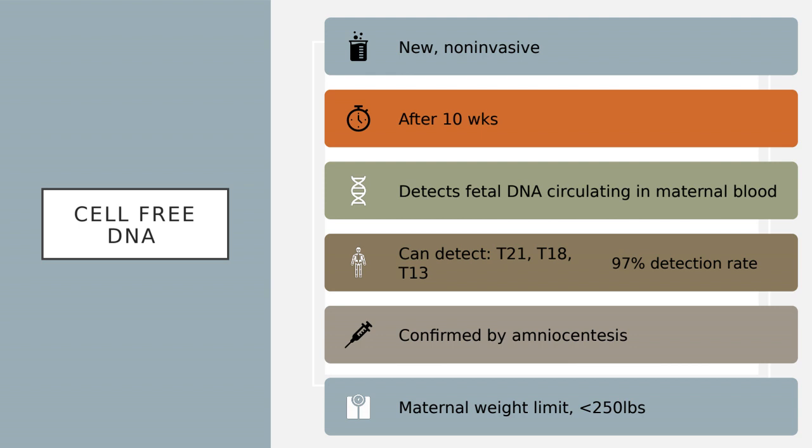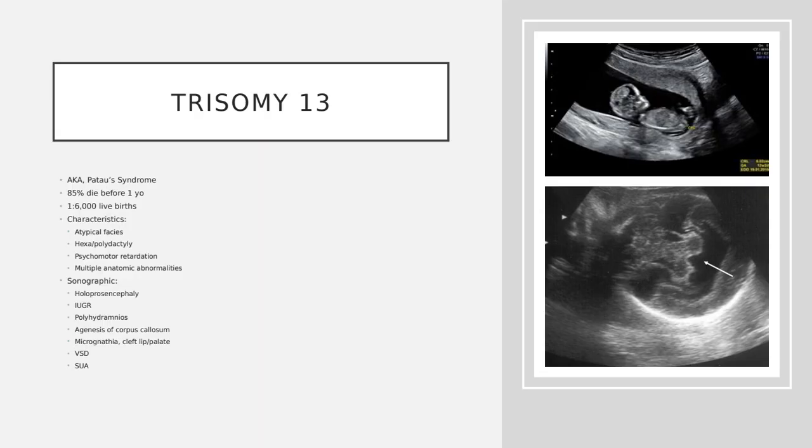It has a 97% detection rate, and the only thing that really inhibits that accuracy is maternal obesity. So with a maternal weight of more than 250 pounds, it's not that we're not going to get answers, it's just going to be a little less reliable, and we may want to do some other follow-up testing for those patients. If we get a positive cell-free DNA for trisomy 21, 18, or 13, we can confirm that with an amniocentesis. Again, not something that every patient is going to want to do because of the risk.